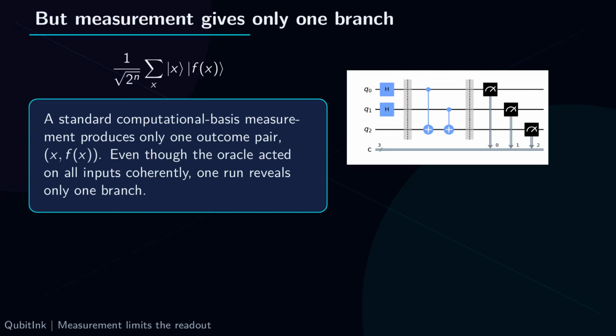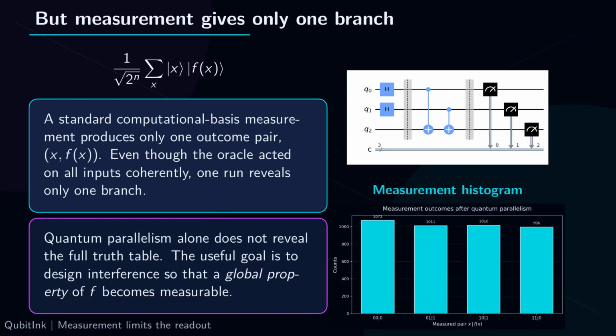Therefore, quantum parallelism alone is not a complete algorithmic advantage. The goal is to design a circuit where the branches interfere before measurement. Then the measurement can reveal a global property of f, rather than a single value of f of x.